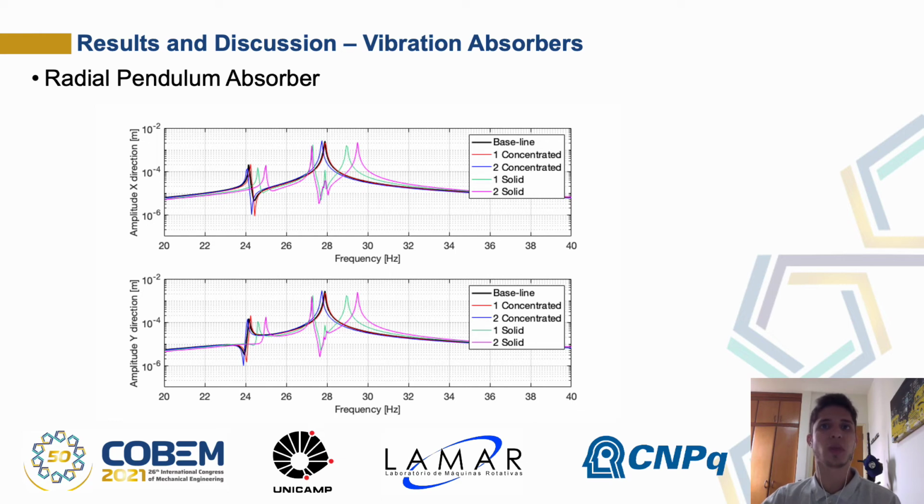Also, the case with two absorbers shows greater impact on the rotating system when compared to the case with single absorber. This statement can be explained by the fact that with more absorbers, there is more mass available to concentrate vibration energy in itself, as expected.